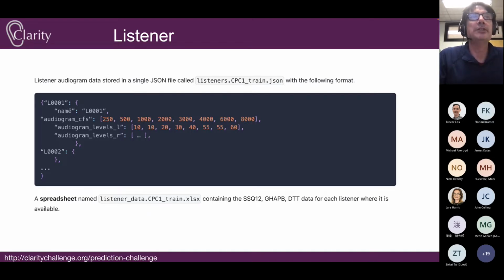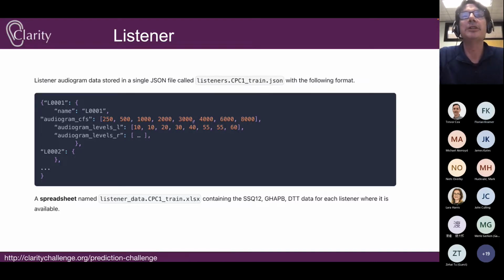This is stored again in a JSON format. It's actually this time a dictionary, so you can look up the listener and you can extract details for that listener. You'll see the audiograms, the center frequencies where they've been measured, and the dBHL for both the left ear and the right ear. And you'll see that for every listener in the dataset.